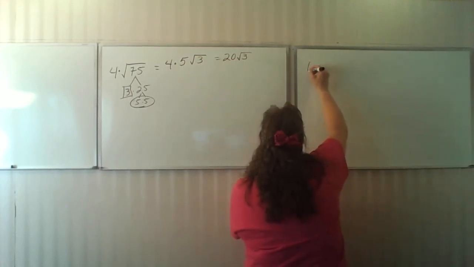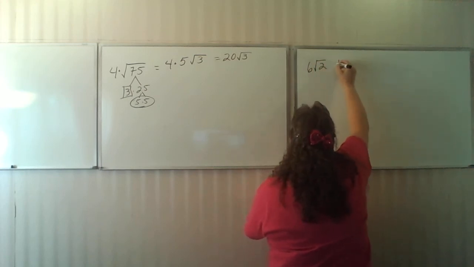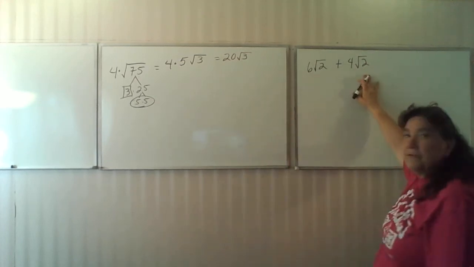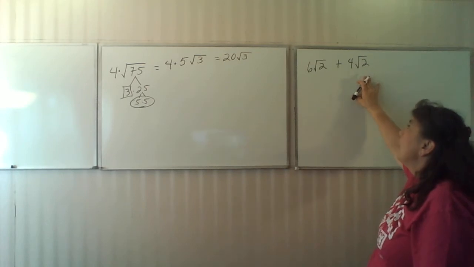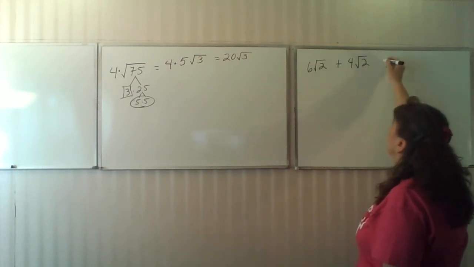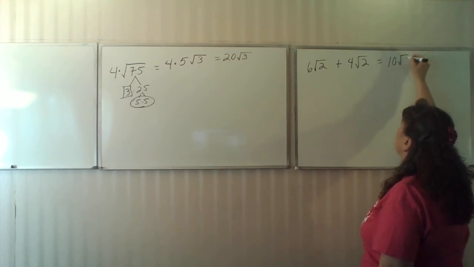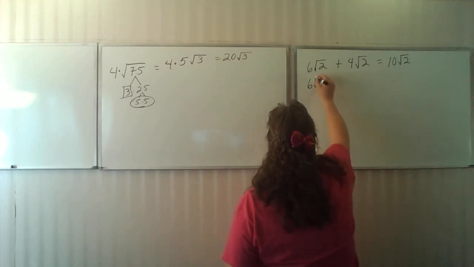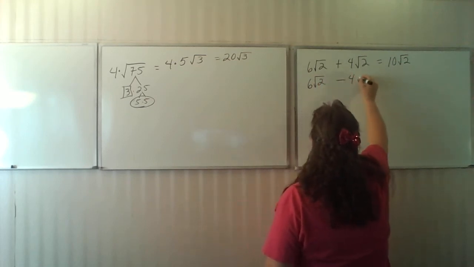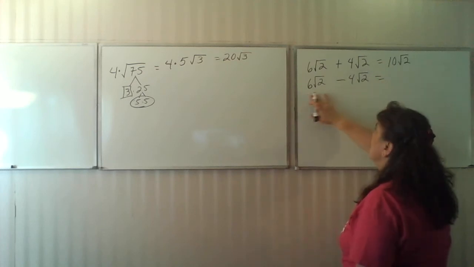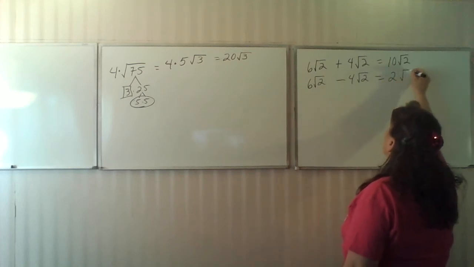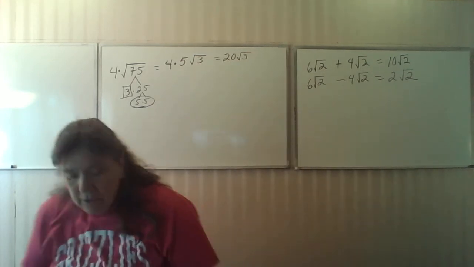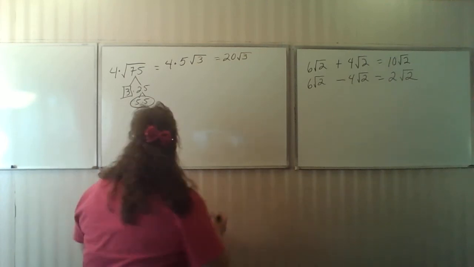How about 6 times the square root of 2 plus 4 times the square root of 2? Square root of 2 and square root of 2 are like terms. Therefore, 6 plus 4 gives me 10 square root of 2. I can also do the same thing with subtraction. 6 square root of 2 minus 4 square root of 2 is equal to 6 minus 4 leaves me 2 square roots of 2. So these are ones that are the same. They're like terms. How about this one?